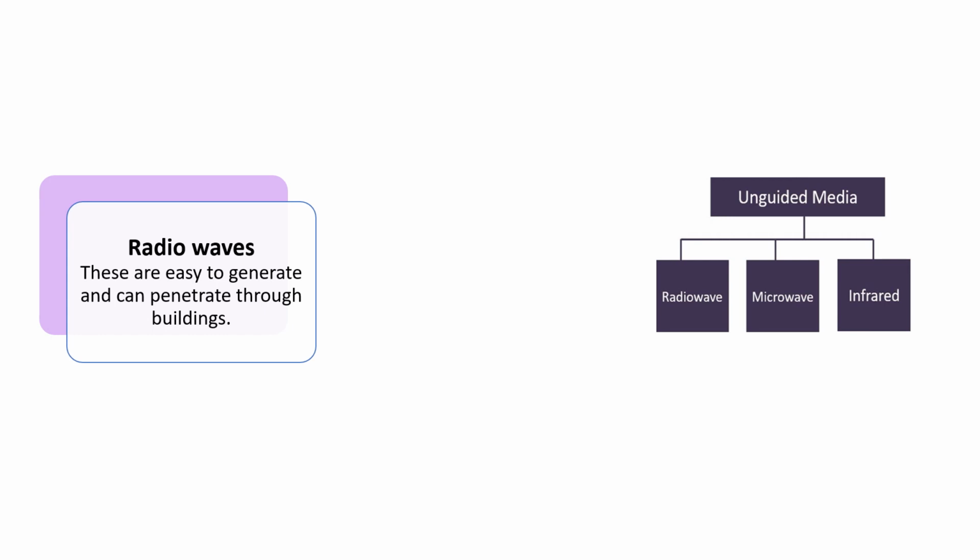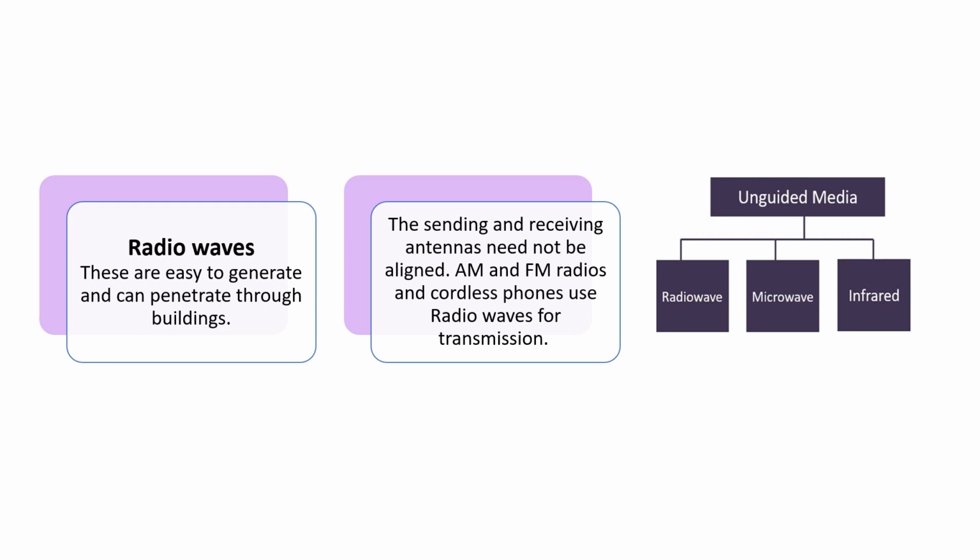The unguided media involves three types of media, that is radio waves, microwaves and infrared. First we can see what radio waves are. These are easy to generate and can penetrate through buildings, and the sending and receiving antennas need not be aligned. So FM and AM radios and cordless phones use these radio waves for transmission.